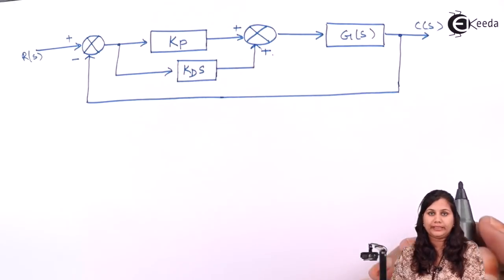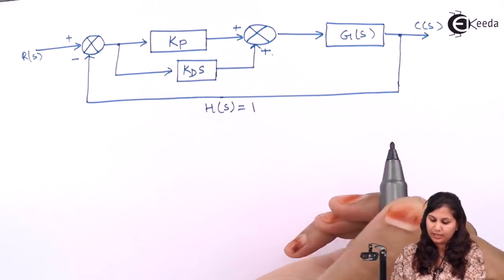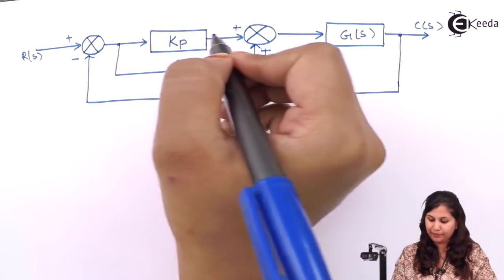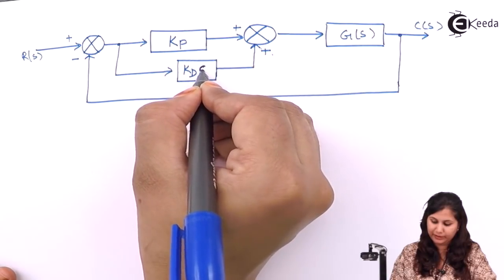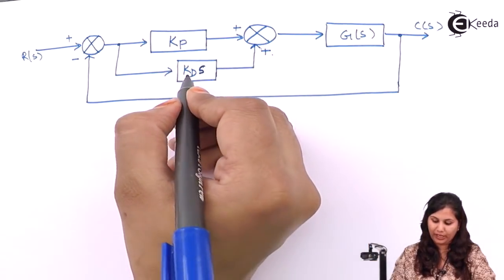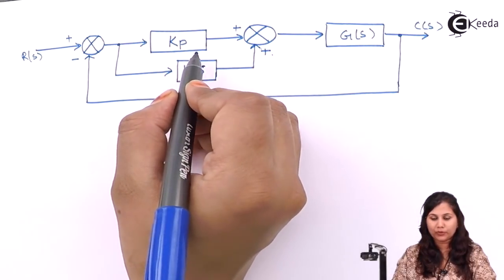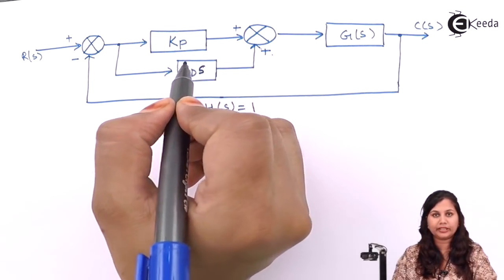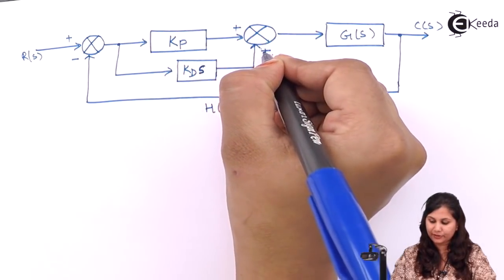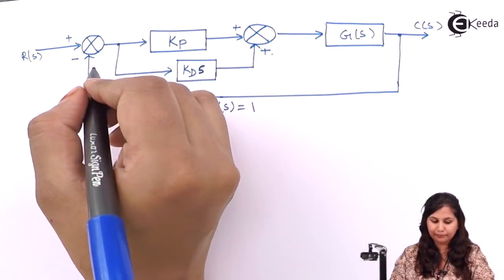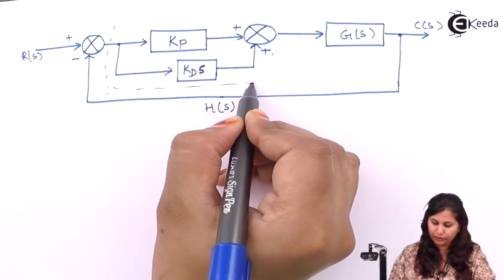Here we have a unity feedback system, so we have taken H(s) equals 1. Now the representation is in Laplace transform, so when the derivative is represented, we have multiplied it with s. So we have written here Kd s. This is due to the proportional controller and this is due to the derivative controller. We have added these two signals, and this is completely known as the proportional derivative controller.